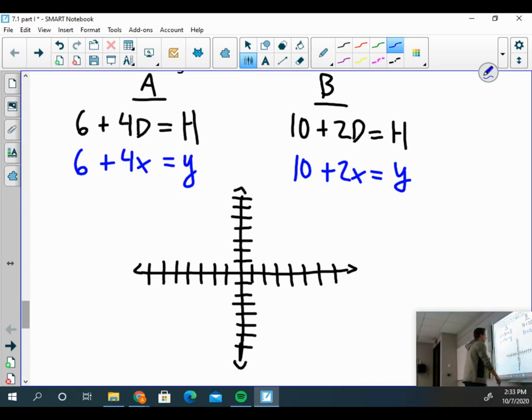Okay? Given the information that they're providing me and how much I'm going up, I'm going to go by a scale of 2s. Actually, no, I'll go by a scale of 2s.